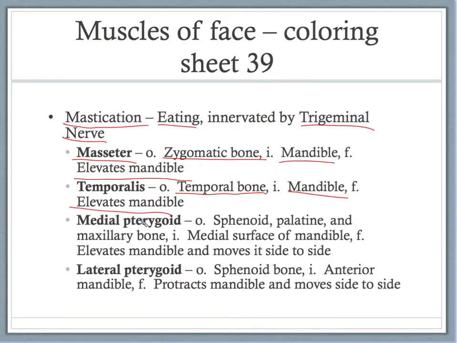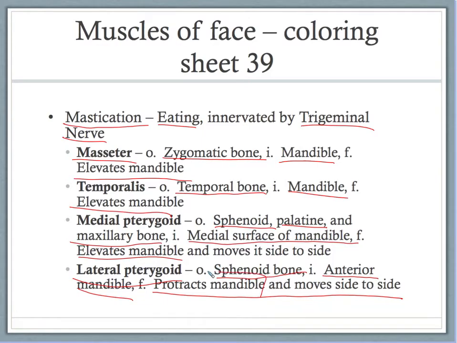You have two of these. These are called pterygoids. Your medial pterygoid originates at your sphenoid bone, your palatine bone, and your maxillary bone. Inserts on the medial surface of the mandible. Functions to, again, close your jaw and also moves it side to side, left to right, depending on which one's contracting. You can pull it left and right. Your lateral pterygoid originates at just your sphenoid bone, inserts on the anterior mandible, functions to protract your mandible and move it side to side. So protract being to stick out your jaw. And then it can move it side to side as well. That is your lateral pterygoid.